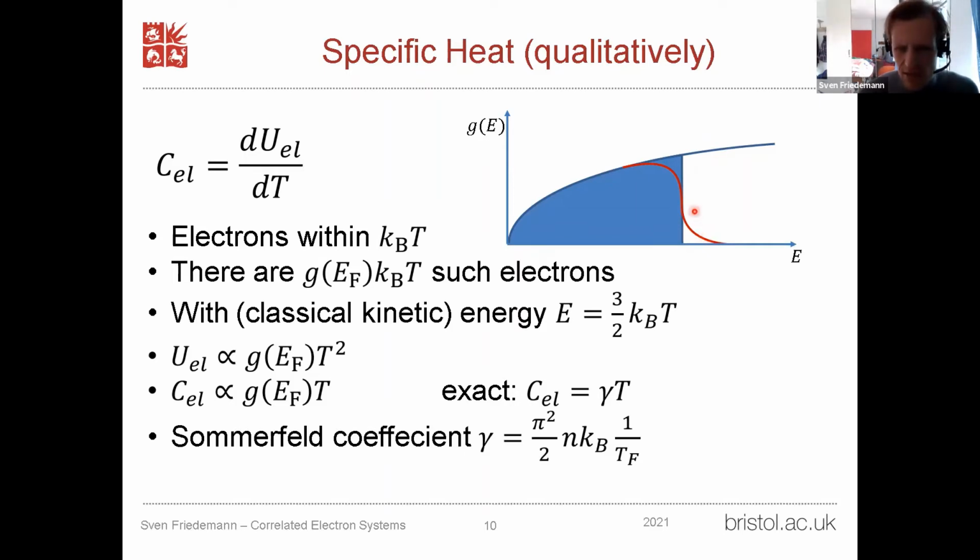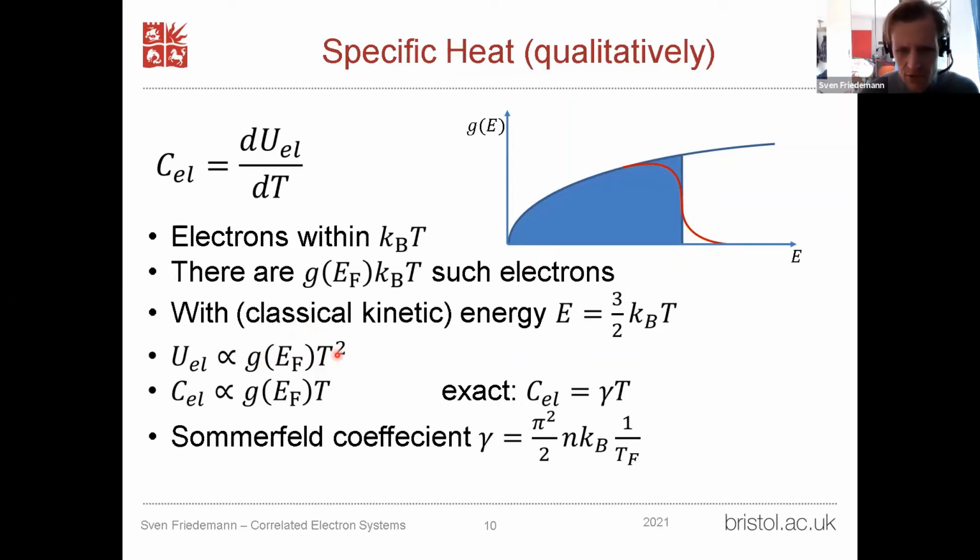So what that means in total is that if you calculate the total electronic energy, which will be an integral of the energy of each individual particle times the density of states, it will be proportional to the density of states at the Fermi level. So how many states do we have right here?